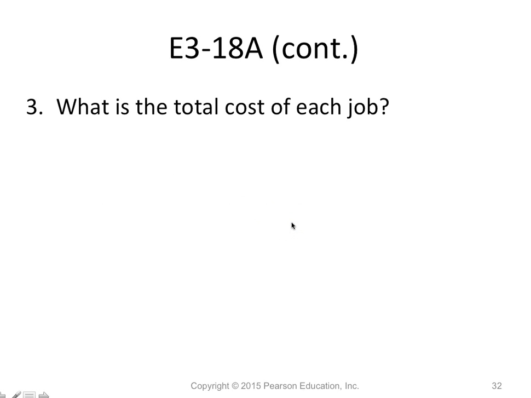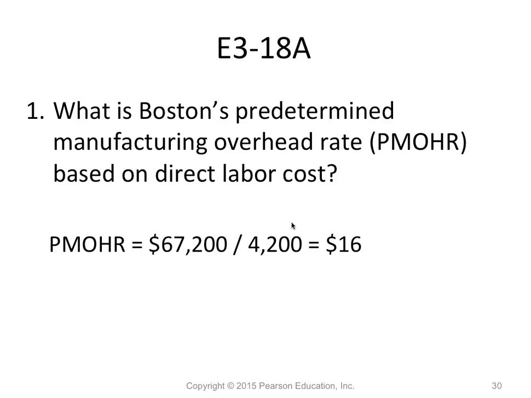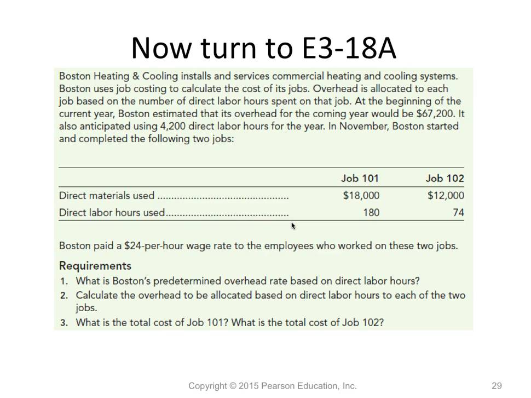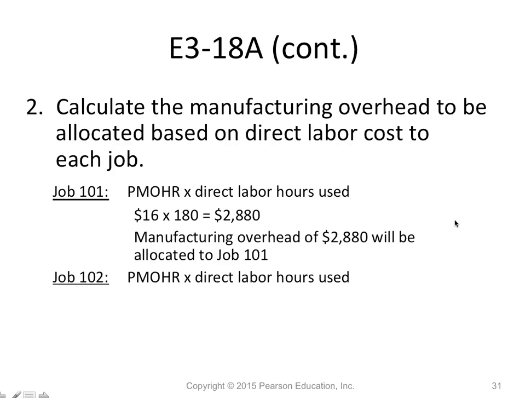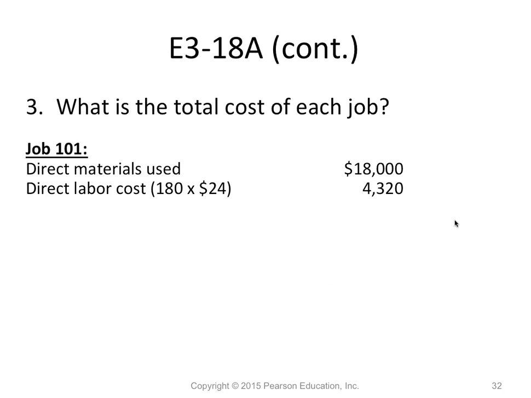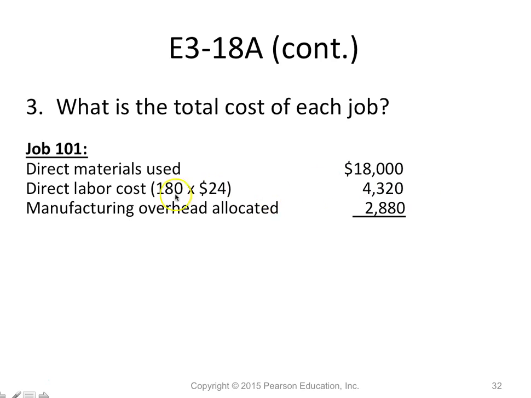What's 24 here? Let's take a look. $24 per hour is the wage rate paid to employees who worked on these two jobs. So 24 will be used: 24 times 180, 24 times 74. I need to go back to find out. So 24 times 180: the manufacturing overhead we have allocated with our calculations is 2,880.